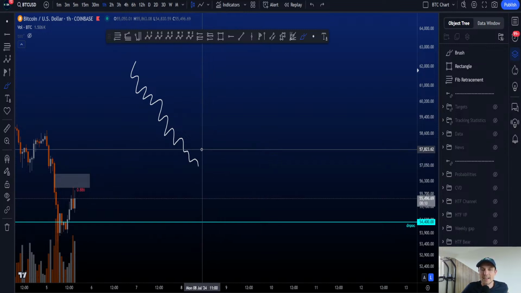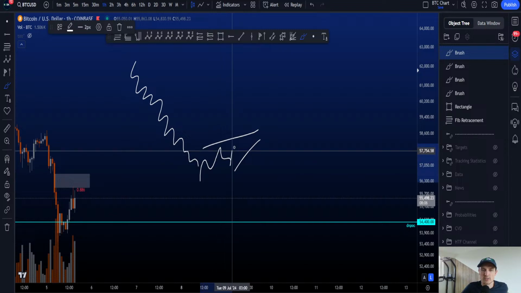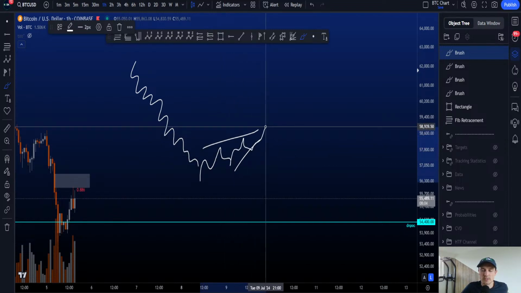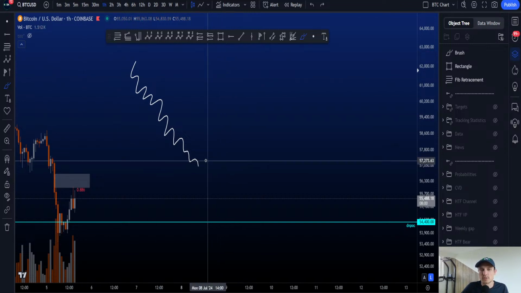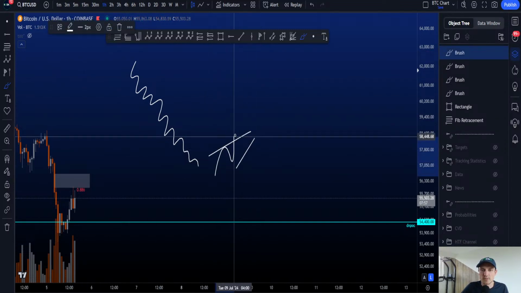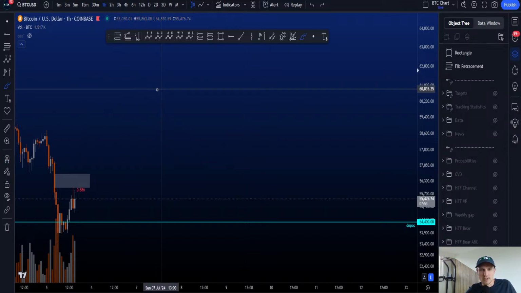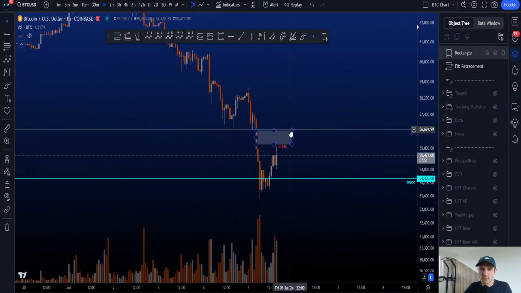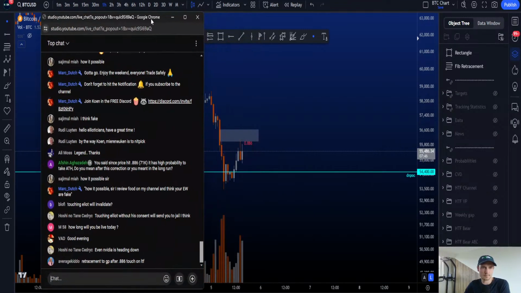Of course, a diagonal can have internal 3-wave structures, a leading diagonal where all of the waves are zigzags. But that means you need to count a diagonal, which only becomes relevant when a wave 4 is in. It's too early to generally call diagonals before a wave 4, so with confidence. So, yeah.